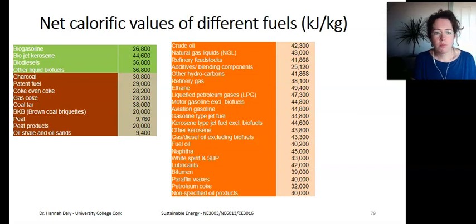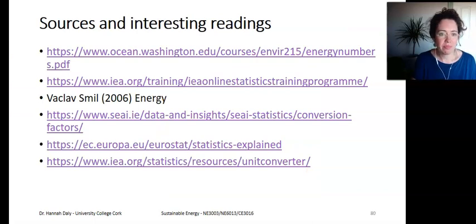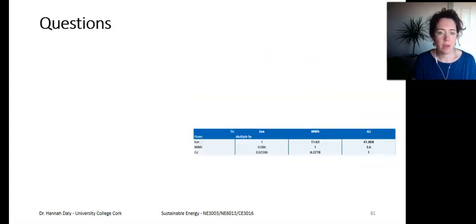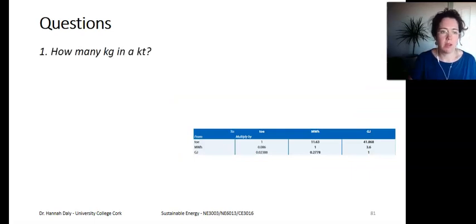Here are some more net calorific values of different fuels in terms of kilojoules per kilogram or joules per gram, million joules per million grams. And some sources and interesting readings. Some of you expressed interest in different ways of calculating orders of magnitude, things like that. And here are some links. Next, we'll go through some sample questions and I'll work those out for you. So here are some sample questions.